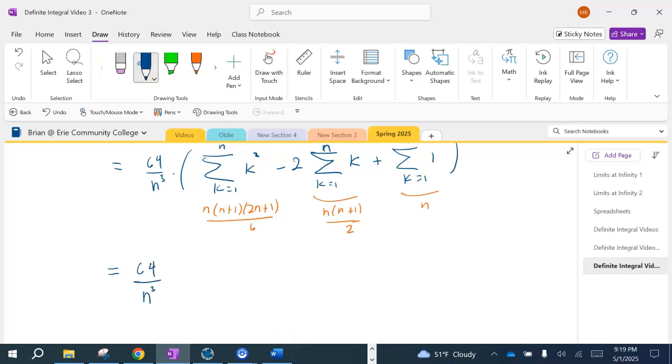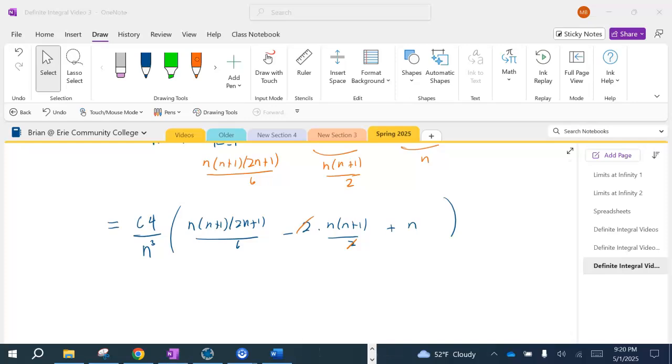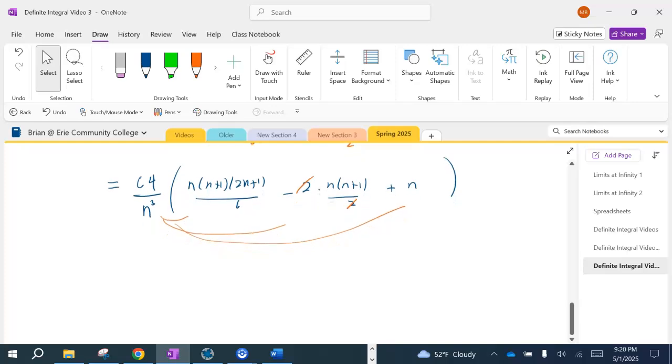So we still have our 64 over n to the third power. Now we're just going to put in here what we just wrote. And then in the next, oh, I lost my minus 2 there. Hold on a second. So we get minus 2 times (n plus 1) divided by 2, plus n. All right, a little simplification we can do here. This 2 will cancel out. We do need to distribute the 64 over n cubed to each one of these terms. So we'll do that in the next line.